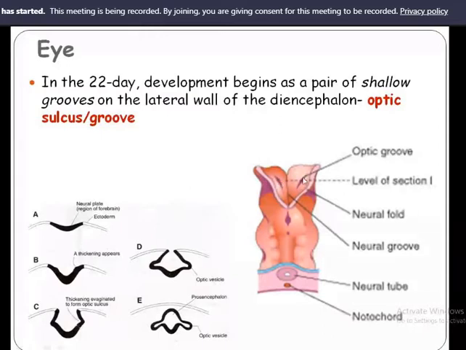You can see over here also. This is how the neural tube is formed. And can you see on the lateral wall of the diencephalon, an invagination process is going on, and you can see some sulcus is formed. This sulcus or groove is known as the optic sulcus or the optic groove. Is this clear?